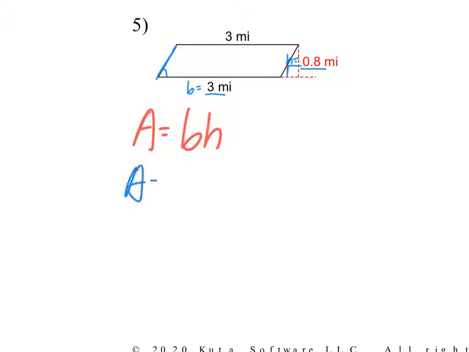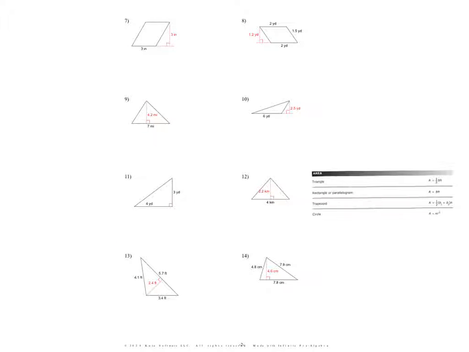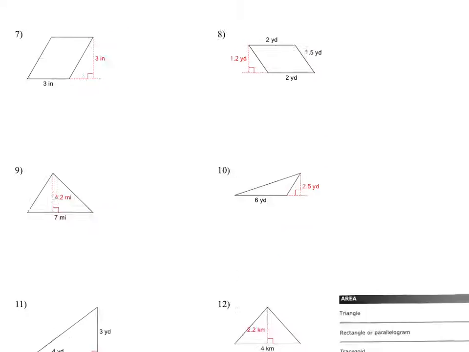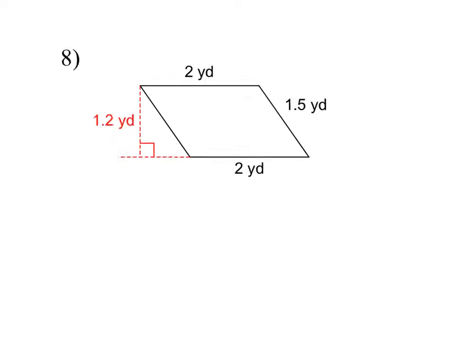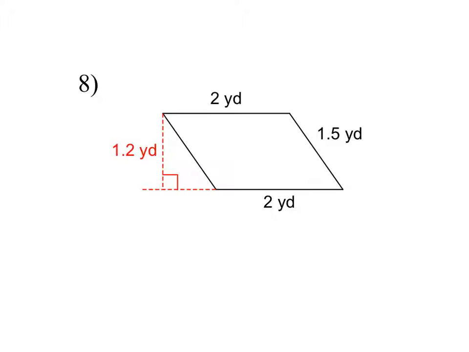So our area is going to be base at 3 miles times that 0.8 for the height. We're going to multiply these, and we get an area of 2.4 miles squared. I'm going to let you tackle the rest of those parallelograms on your own, but taking a look at number 8, they do give us some of that extra information.